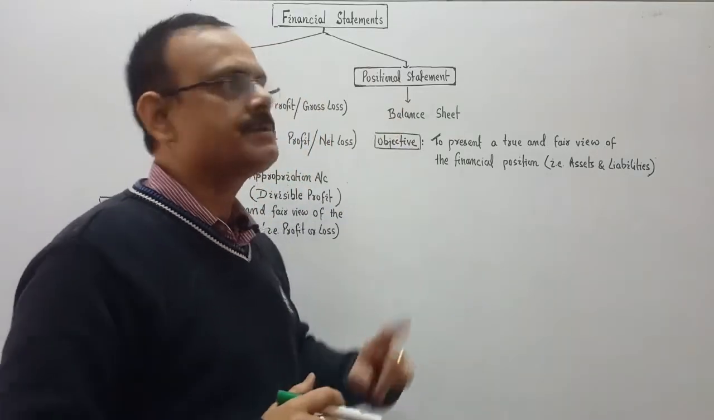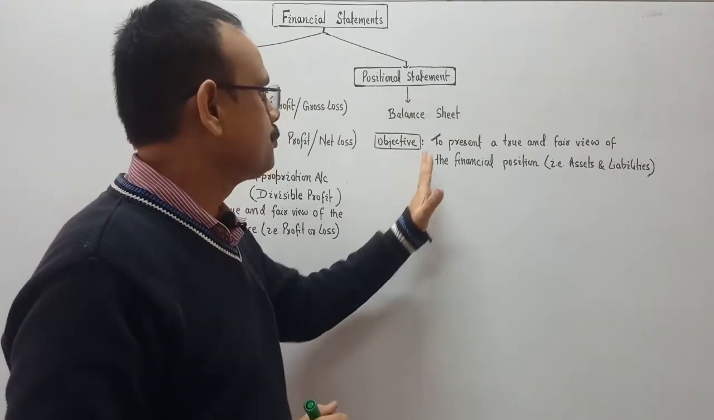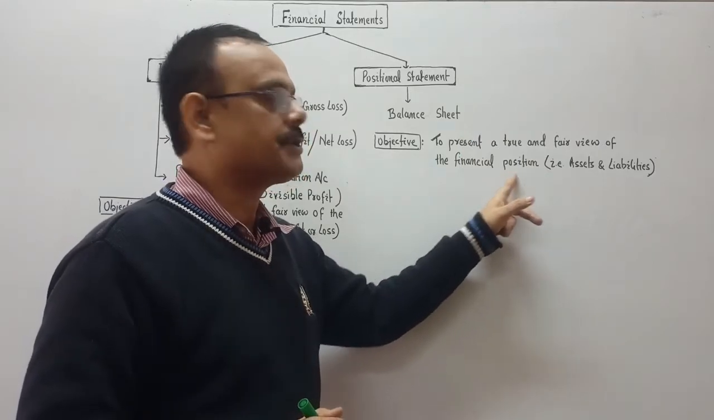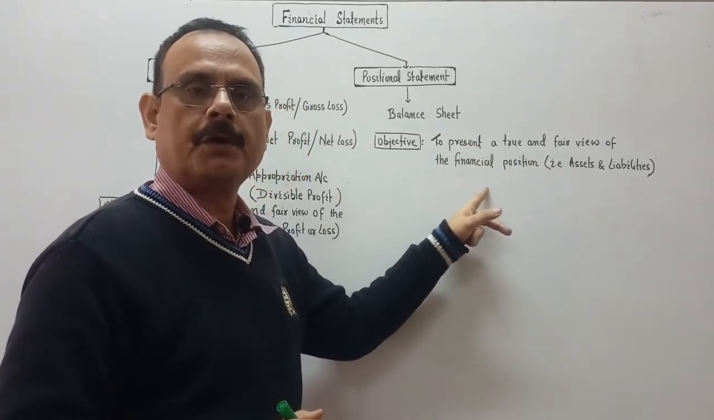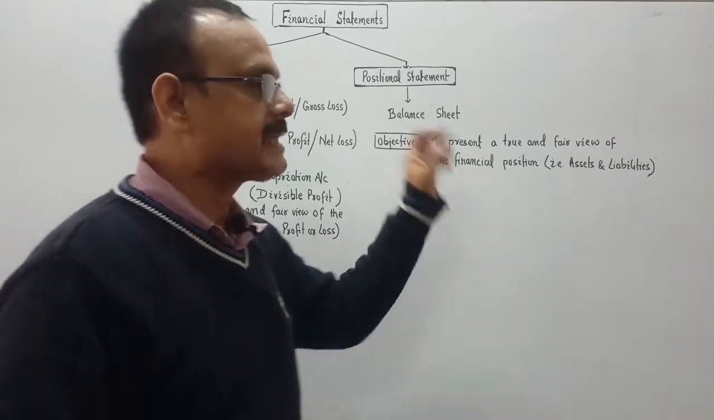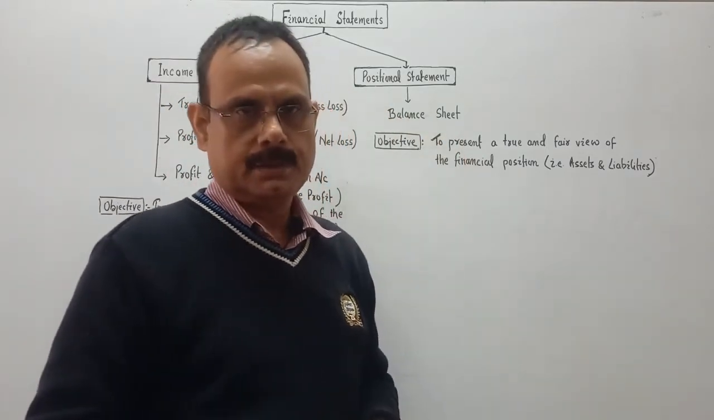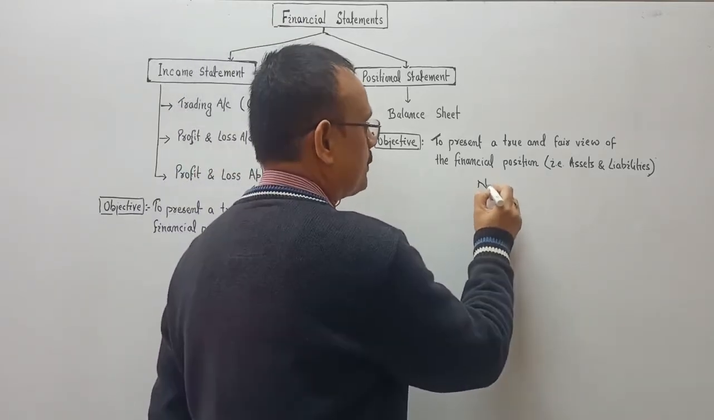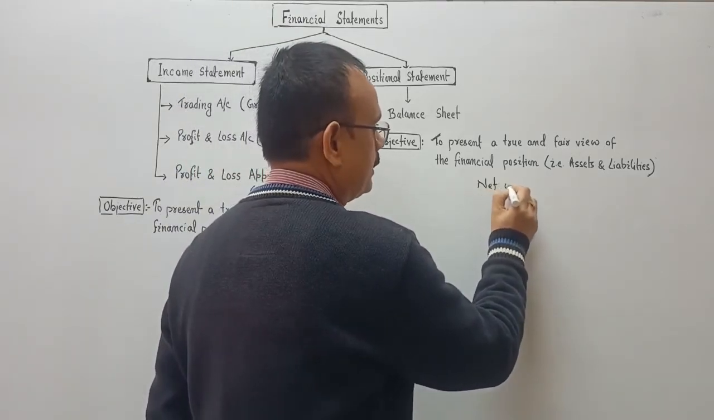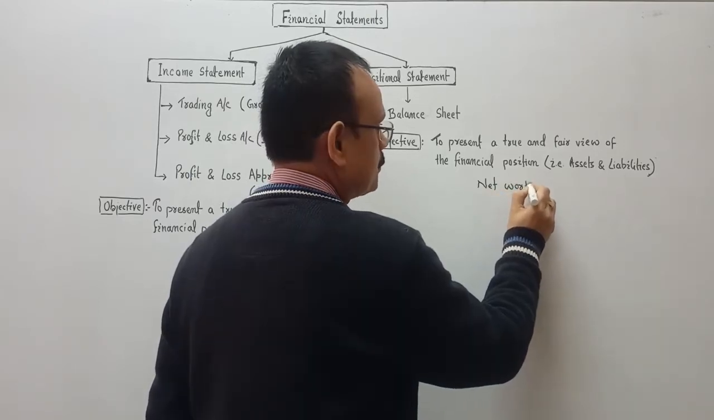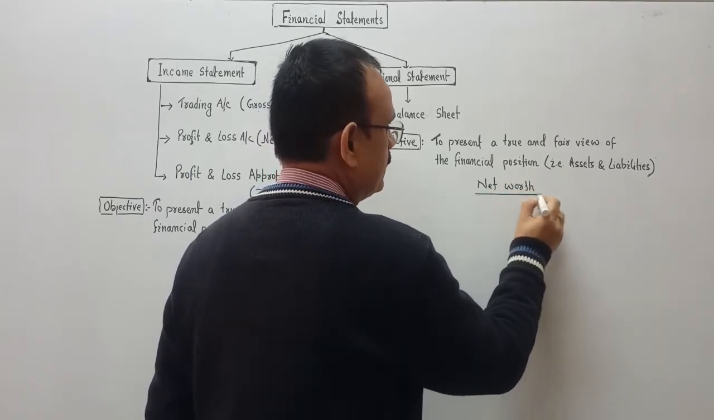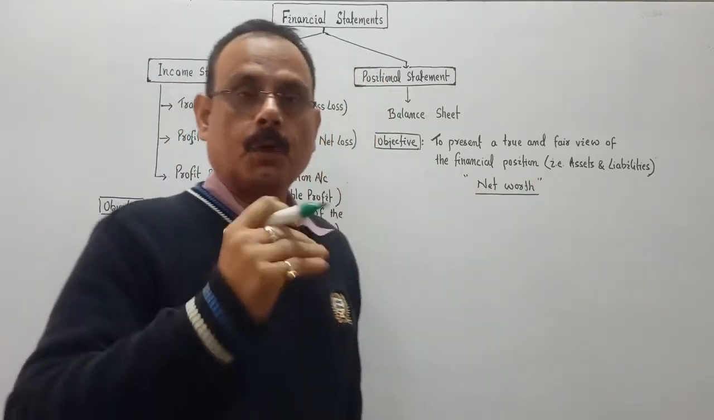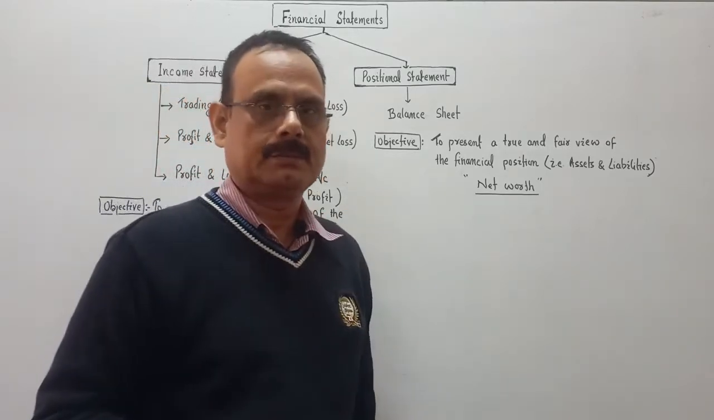So what is the objective of the balance sheet? The objective is to present a true and fair view of financial position, that is assets and liabilities, or the net worth of the business. We also want to know the net worth of the business, up to what extent the business is rich.